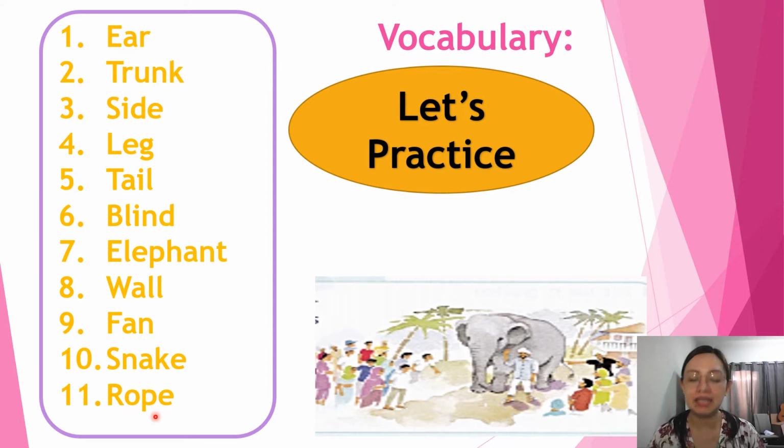So let's read again, and I want you to repeat after me, okay? Ear, trunk, side, leg, tail, blind, elephant, wall, fan, snake, rope. Very good. Make sure to practice these words at home, okay?